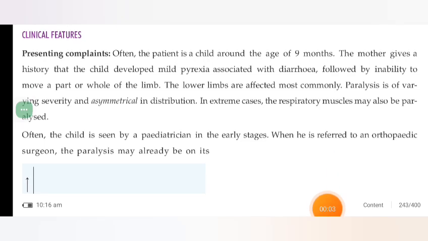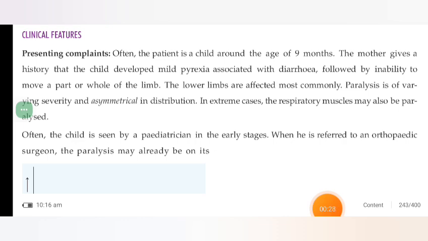Clinical features. Presenting complaints. Often the patient is a child around the age of 9 months. The mother gives a history that the child developed mild pyrexia associated with diarrhea, followed by inability to move a part or whole of the limb. The lower limbs are affected most commonly.